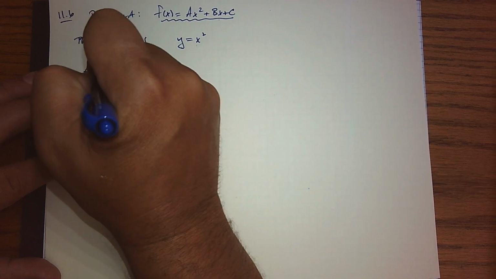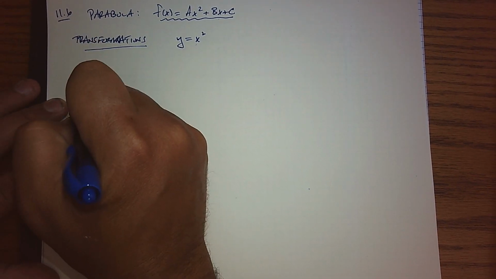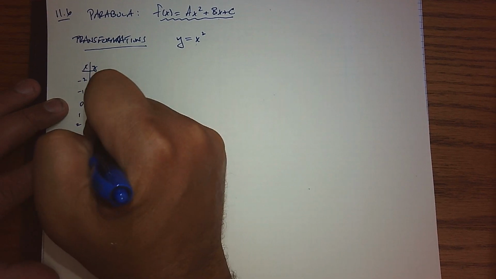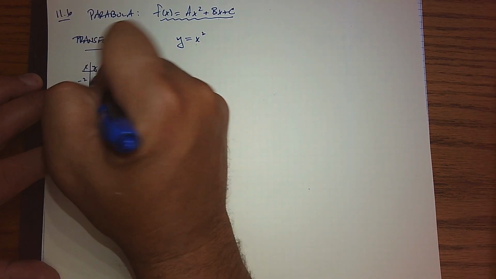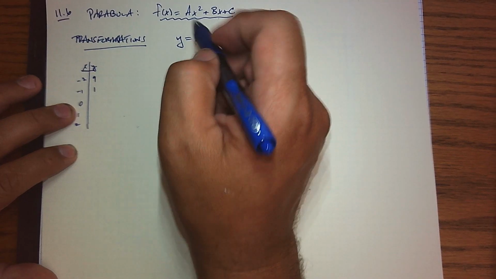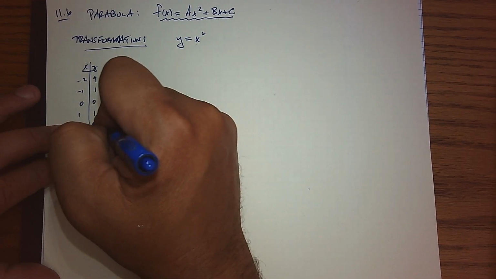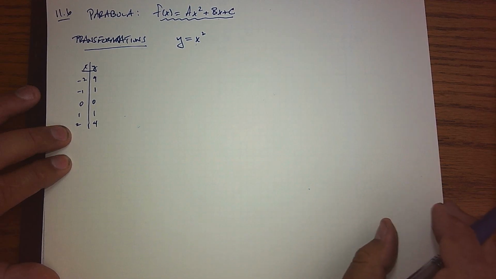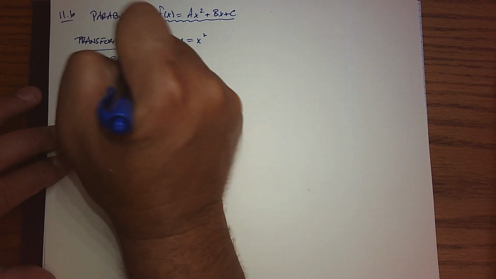Again, let's point plot. And let's throw in some -2, -1, 0, 1, and 2 just to get a figure of it. If I put a -2 in here and I square it, I get 4. If I put a -1 in here and square it, I get 1. If I put a 0 in there and square it, I get 0. 1 squared is 1, and 2 squared is 4. So there are the data points for y equals x squared.